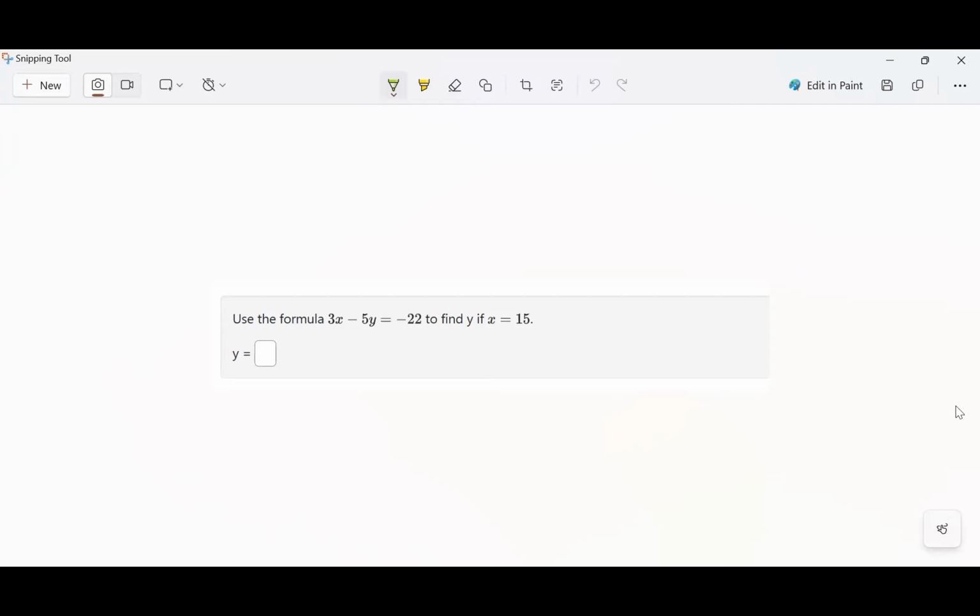Okay, let's go over the solution. First of all, you're going to replace x with 15. And from there, we get 3 times 15 minus 5y equal to minus 22. And here, we only have one variable, right? We're gonna isolate minus 5y, so multiply those two numbers first: 45 minus 5y equal to minus 22.